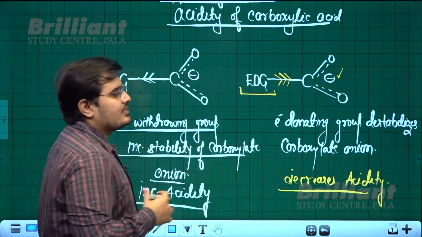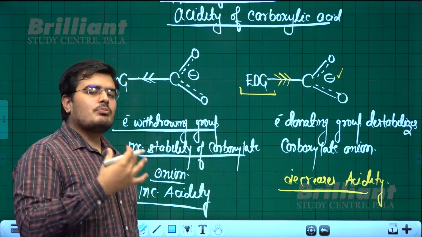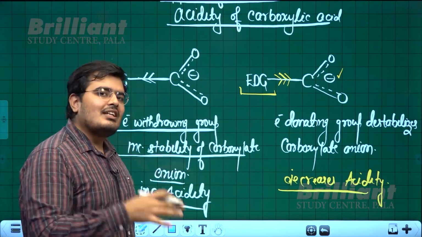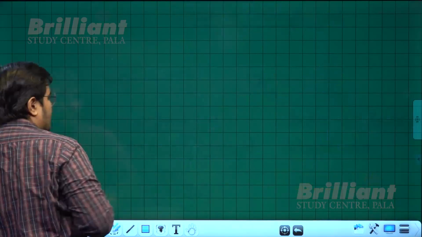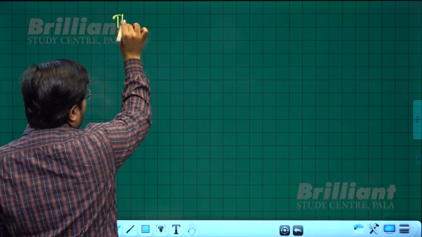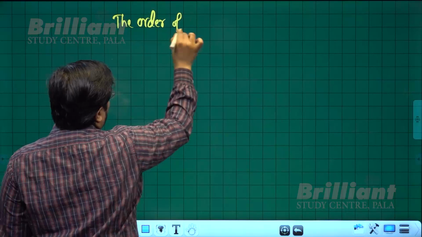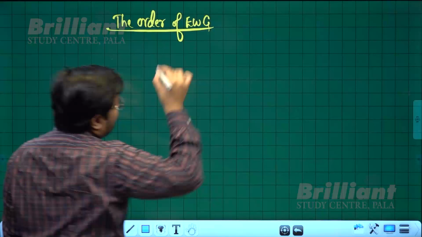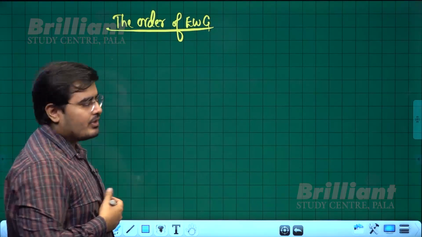So if we have a substituted carboxylic acid, putting an electron withdrawing group is going to increase its acidity, and putting an electron donating group will decrease its acidity. Now I am going to write the order of electron withdrawing group tendency, which actually increases the acidity of carboxylic acid when they are attached as a substituent.